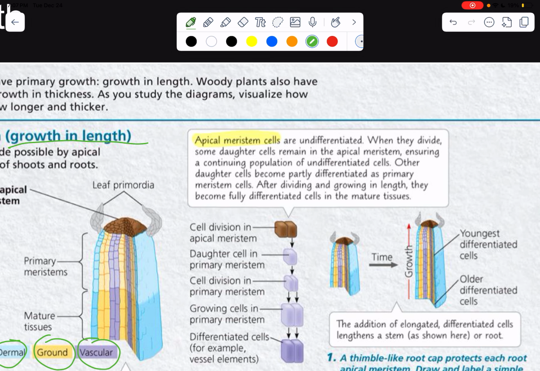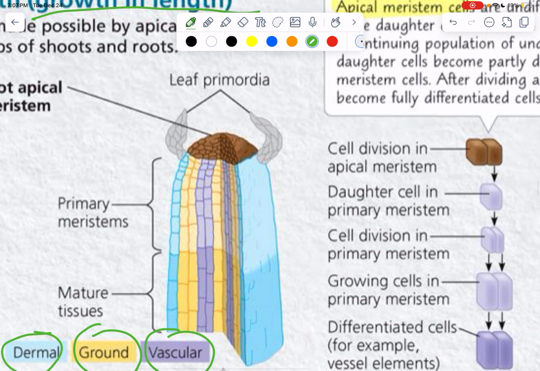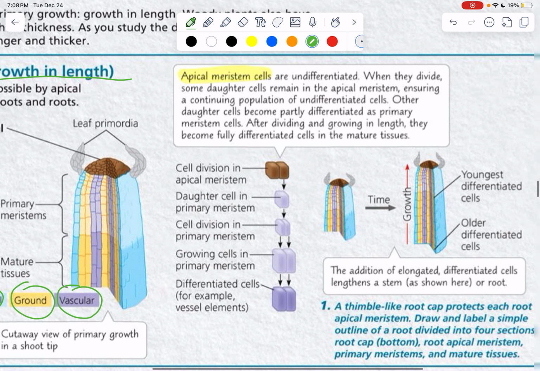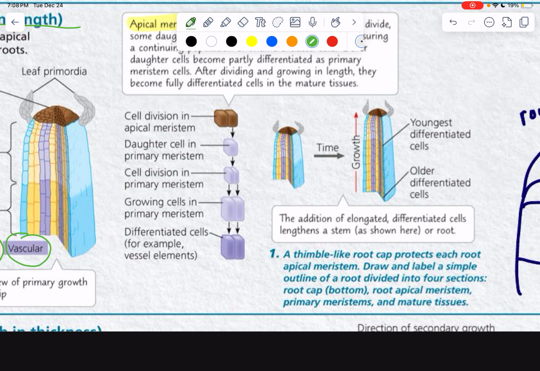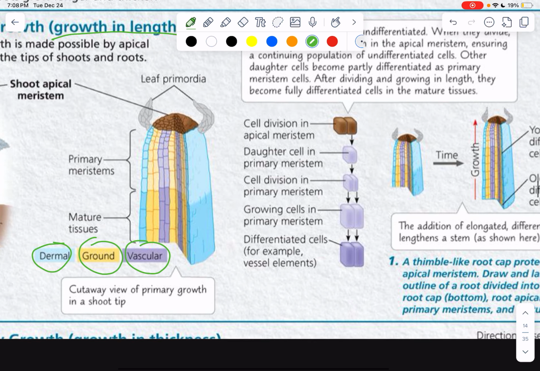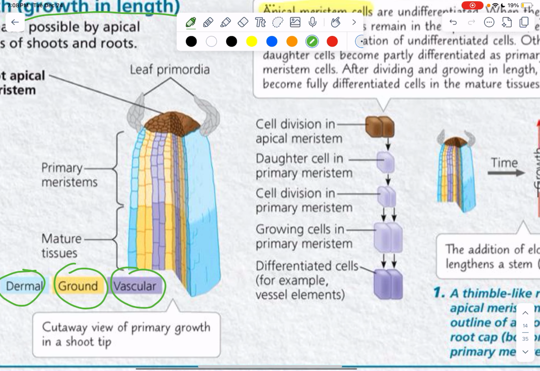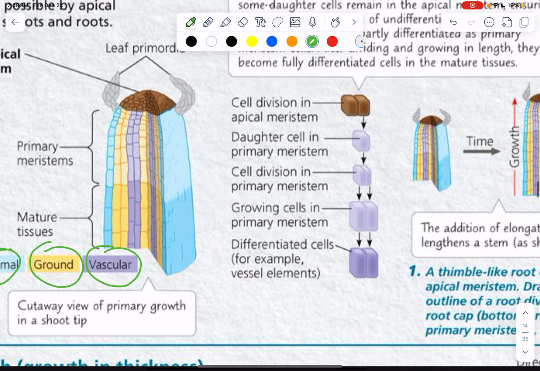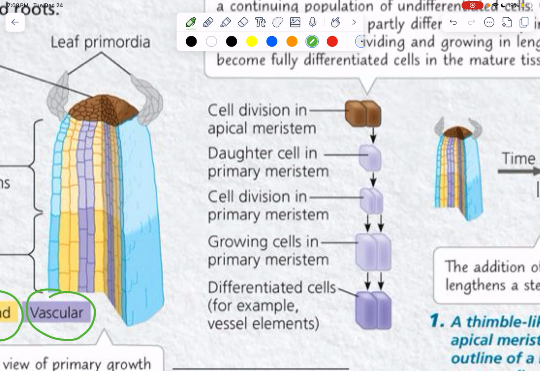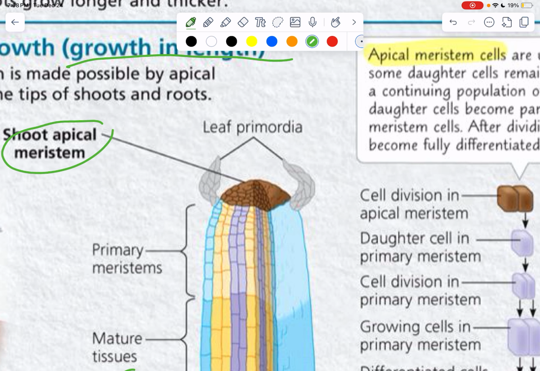Again, like we said, the plant has to keep growing in length, so they have to keep some there to remain undifferentiated. And other daughter cells become partially differentiated as primary meristem cells. So we can see here the first cell division, apical meristem, is the very tip, and then it goes to a daughter cell, and then it keeps dividing until it reaches differentiation. But some of them continue to remain back here at the apical meristem.